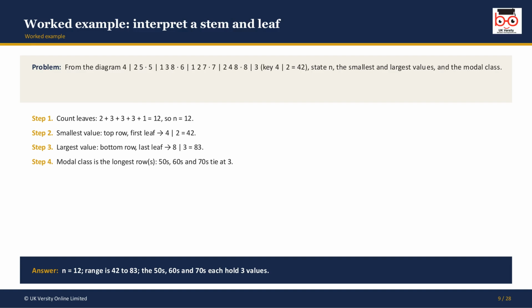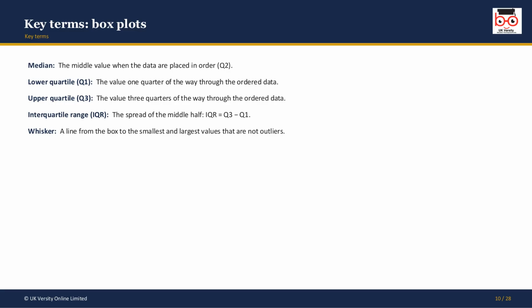Reading our diagram back, let's pull out a few facts. Counting the leaves, 2 plus 3 plus 3 plus 3 plus 1 gives 12, so n is 12. The smallest value is the very first leaf, a stem of 4 and leaf of 2, so 42. The largest is the last one, 83. And the longest rows are the 50s, 60s, and 70s, which each hold 3 values, so they tie as the modal class. Now for box plots, which need their own vocabulary.